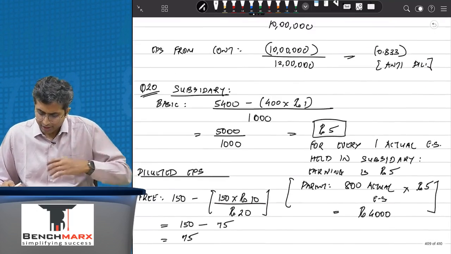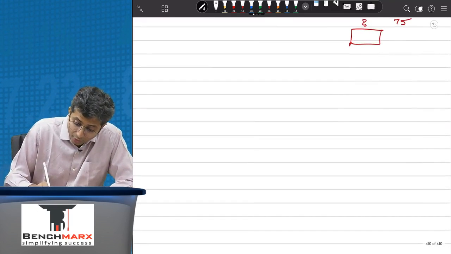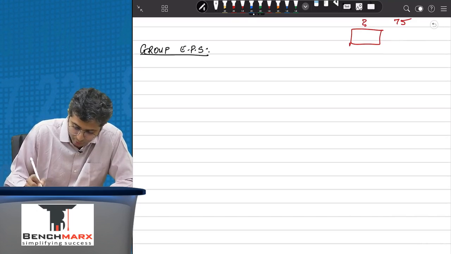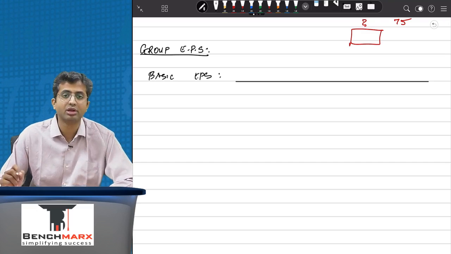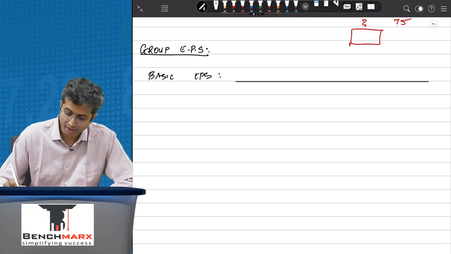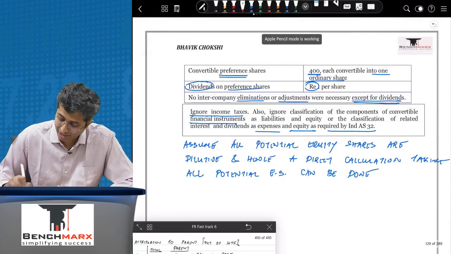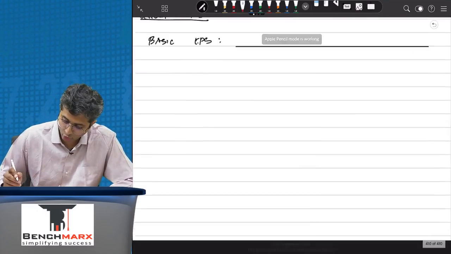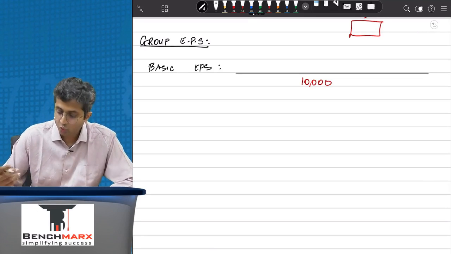4080.9. Okay, so this was not required now, sir. Then why are we doing it? Because the question also asks you to calculate the group EPS. When it asks you to calculate the group EPS, first you try to find the basic EPS. In basic EPS, first in the numerator you will have to take the profit attributable to the parent, divided by the number of shares. Now whose shares should these be? These are shares of the parent only. Parent has 10,000 shares, so the denominator will be 10,000 only. In the numerator, what will be taken?